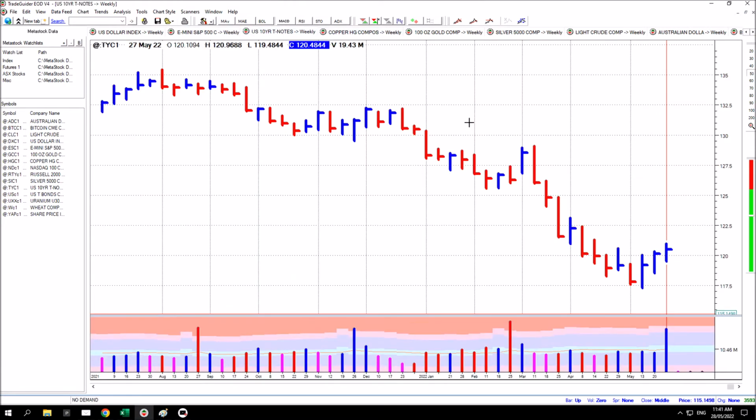Next chart is the 10-year note. I'll do this one next because it trades roughly the inverse to the S&P 500 futures. There was an attempt to support the market recently. You can see that some buying has come in. Spread narrowed this week as price pushed above this level.